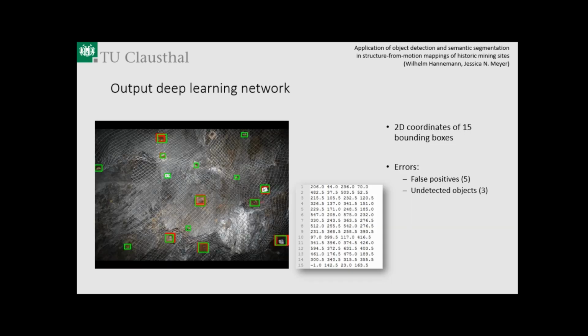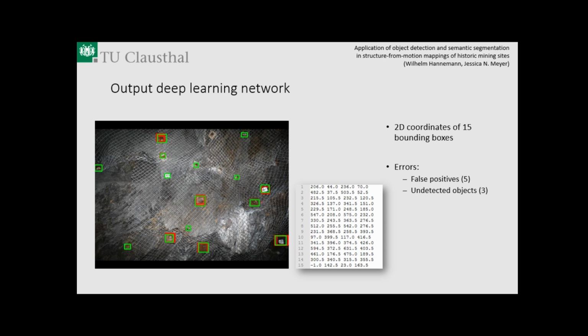This is one output of the object detection. So I used it as a black box. It's just a pre-trained network, and I adapted it with my training data set. And the output are these bounding boxes of detected objects, and it worked quite well at first. But if you look closely, you see some false positives. In this case, these are our photogrammetric targets.